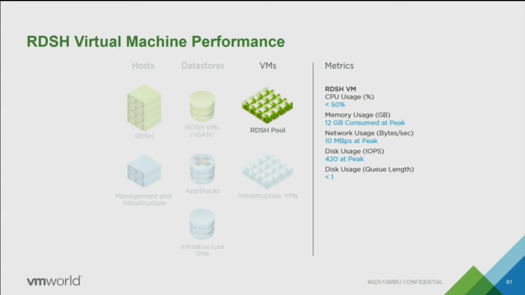The RDSH virtual machine. So this is a representation of the 32 RDSH VMs. This is at the guest level. Once again, I was telling you about the capacity of that. So I'm showing you here that the peak CPU usage was a little less than 50%, with 22 user sessions per VM.